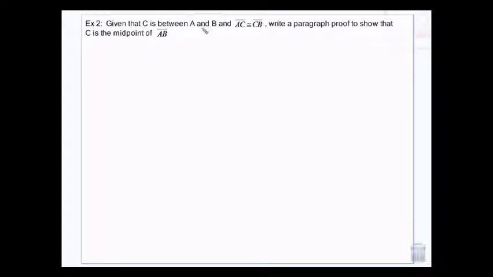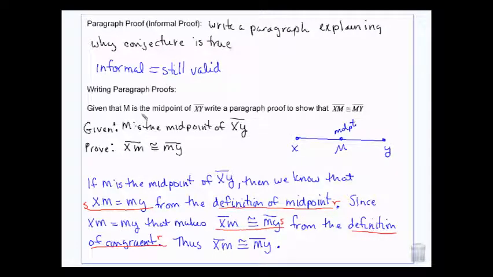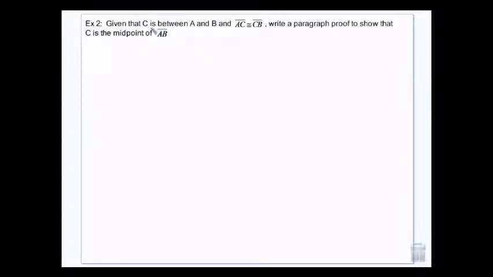I have C is between A and B, and AC is congruent to CB. So I want to write a paragraph proof to show that C is the midpoint of AB. So I'm basically going backwards on this one. I'm going the other direction, right? So in this first example, I said, ooh, I have a midpoint. I want to prove that that makes the two parts congruent. Here I have a point between them and two congruent parts. So I want to prove that it's a midpoint.